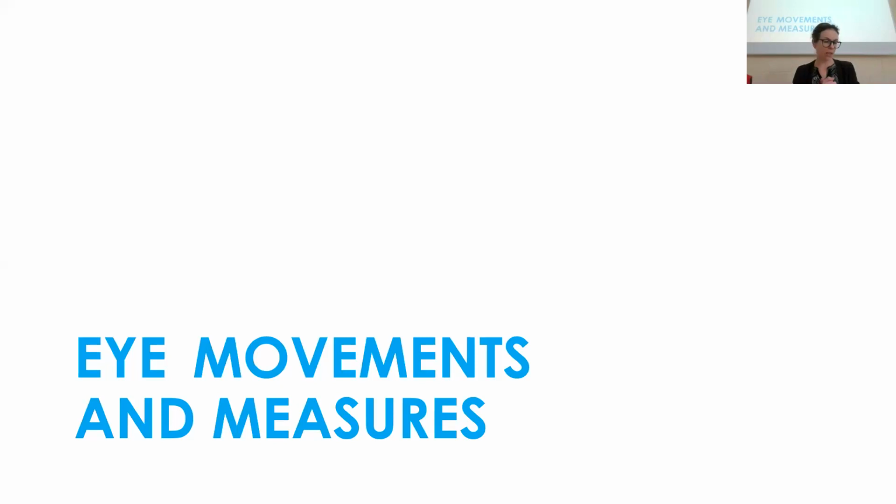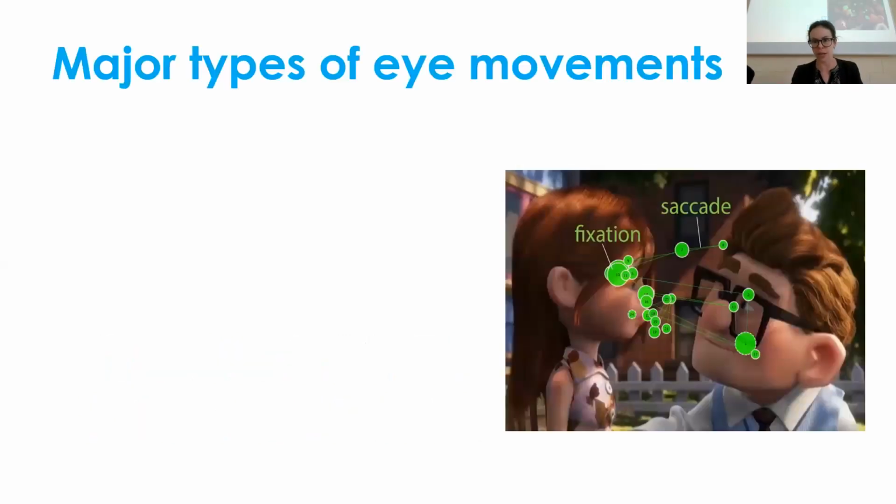That was everything as far as relations to the human vision and to the human eye was concerned. And we can move on to eye measures. So I'll just talk about the key eye movements, and then I'll pass on the word to Agnieszka. So, major types of eye movements. We all probably know this: fixations and saccades.